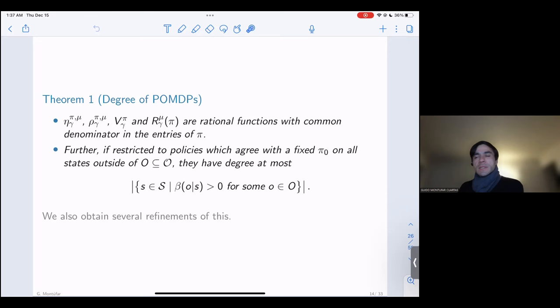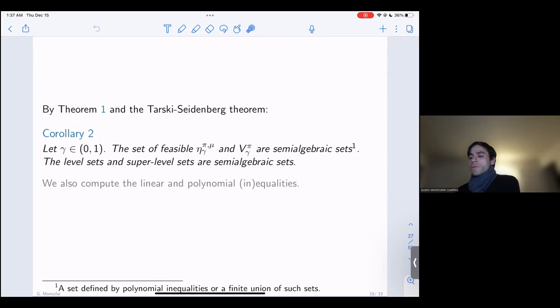Okay, so maybe one interesting conclusion to draw from that statement is that once you know that these are rational functions, we can conclude that the image of a polytope will be a semi-algebraic set. And that means that we can describe it in terms of polynomial equations and polynomial inequalities. And something similar also happens for the level sets. So we have a hope to be able to describe those feasible sets in terms of polynomials.